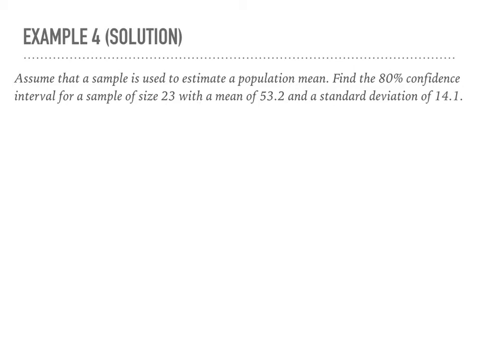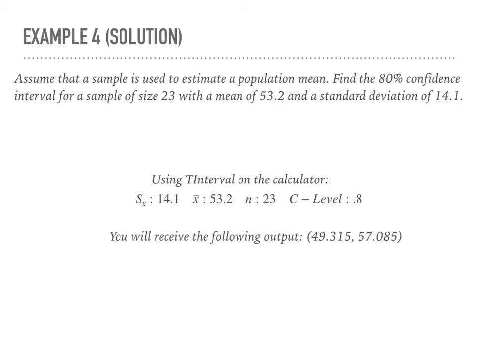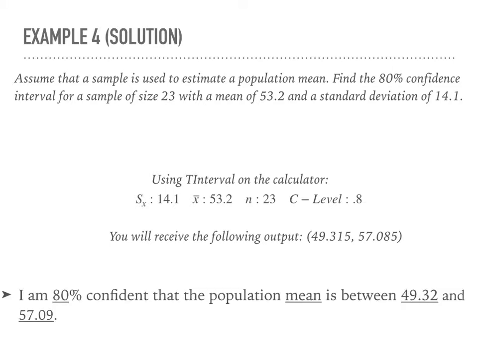Looking at example 4, assume that a sample is used to estimate a population mean. Find the 80% confidence interval for the sample size of 23 with a sample mean of 53.2 and a standard deviation of 14.1. Using the t-interval in the calculator, we would enter these values. You would receive the output, and you would write the sentence, I am 80% confident the population mean is between 49.32 and 57.09.